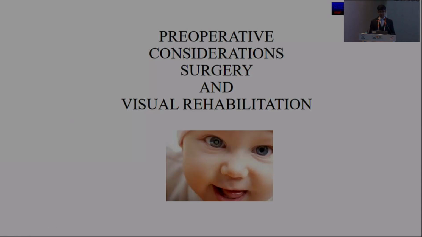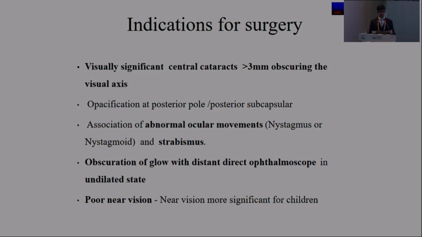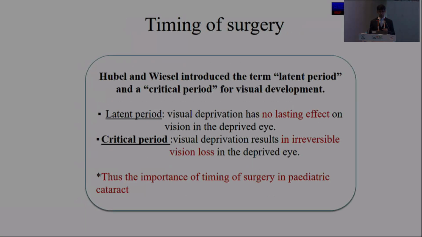Preoperative considerations and surgical planning. So we intervene in such a case when there is a visually significant cataract more than 3 mm obscuring the visual axis, there are abnormal ocular movements in the form of nystagmus or nystagmoid movements, squint, and obscuration of the globe with a direct ophthalmoscope. A poor near vision is also a very good indication to operate and go inside these eyes.